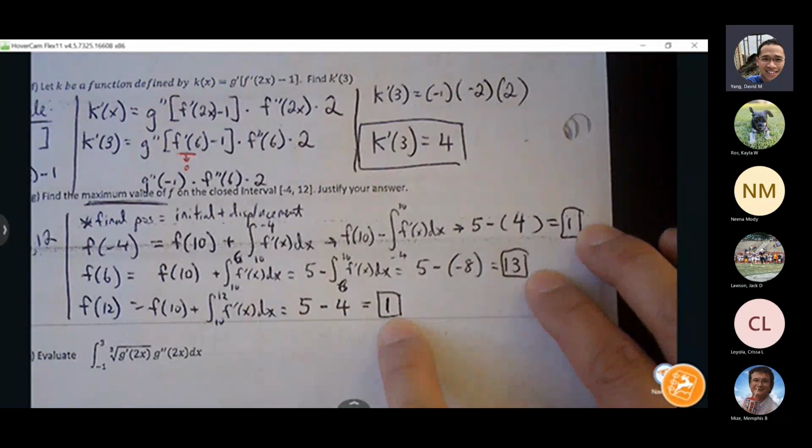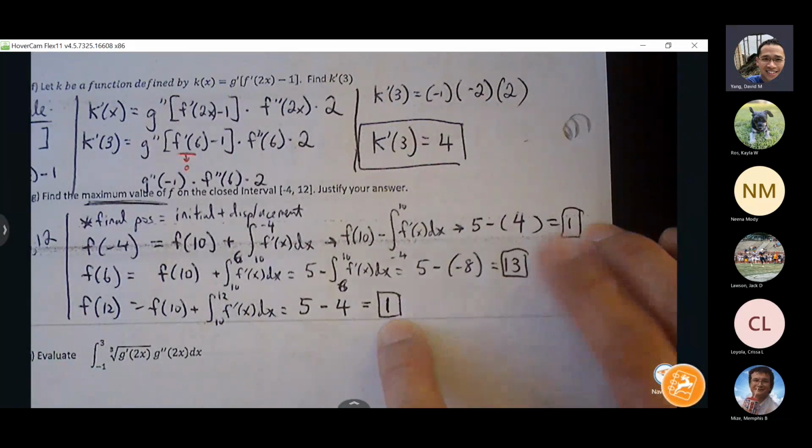These are the candidates that we're working with. The highest y value, which is what we're looking for, was 13. So that's our absolute max.